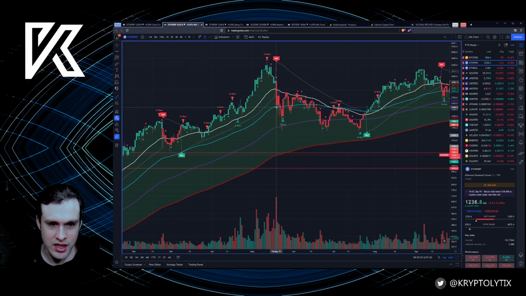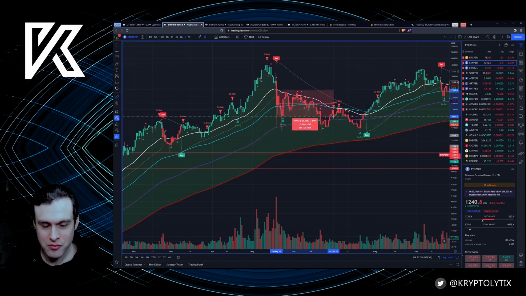So instead of entering here, you're entering at the retest of the 21, taking profit there, taking profit there. Do you have anywhere to re-enter? Not really. Maybe here, if you see an engulfing candle rejecting the 21, maybe re-enter here. You take a little bit more off the table here, essentially. 21 rejection, maybe re-enter here.